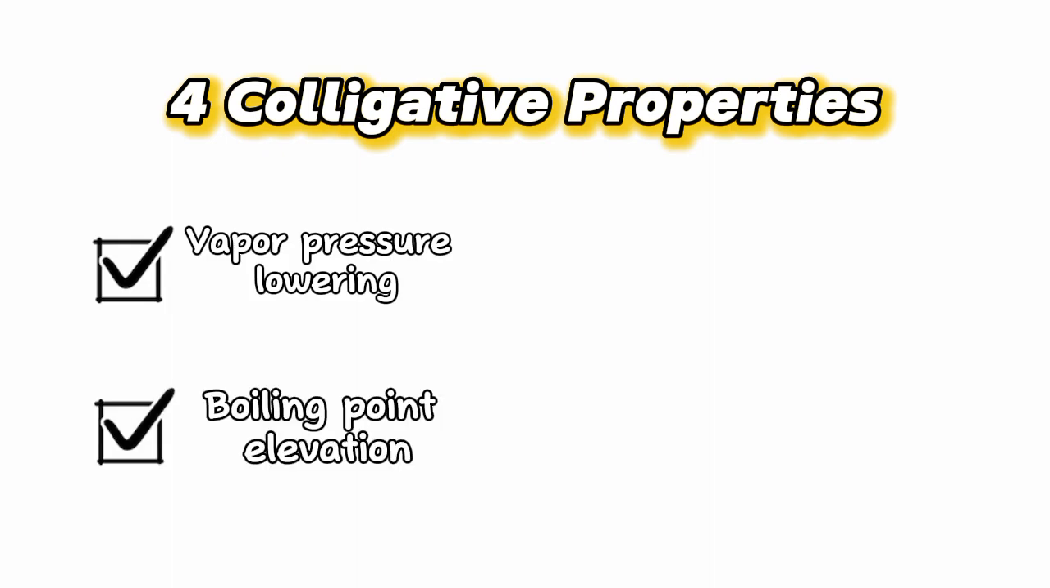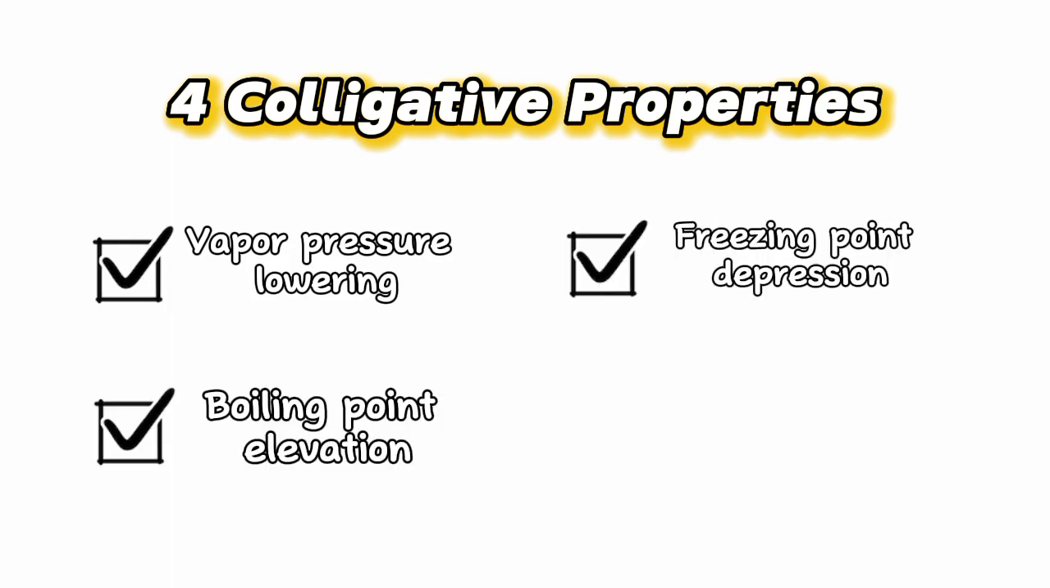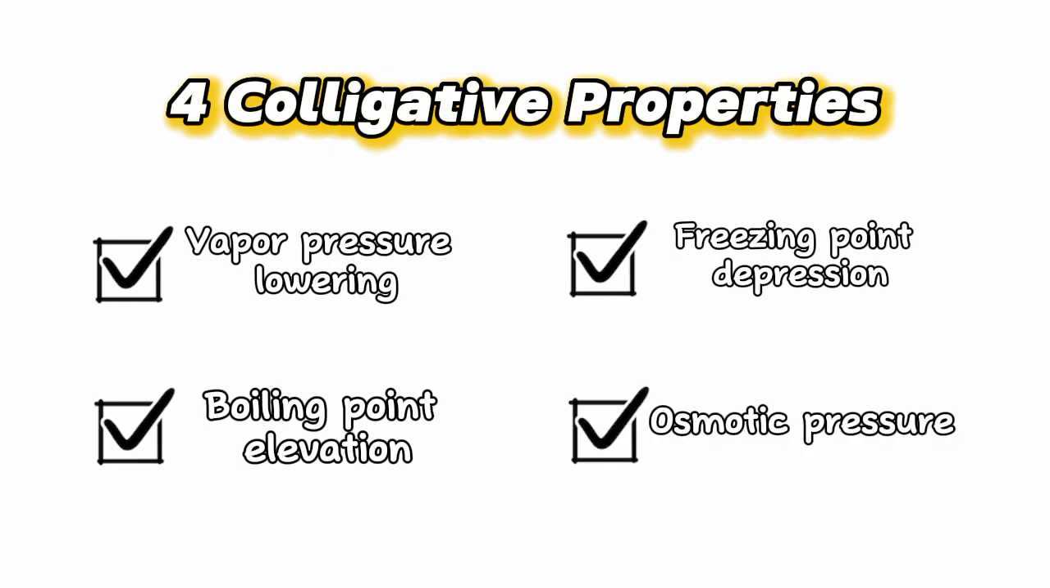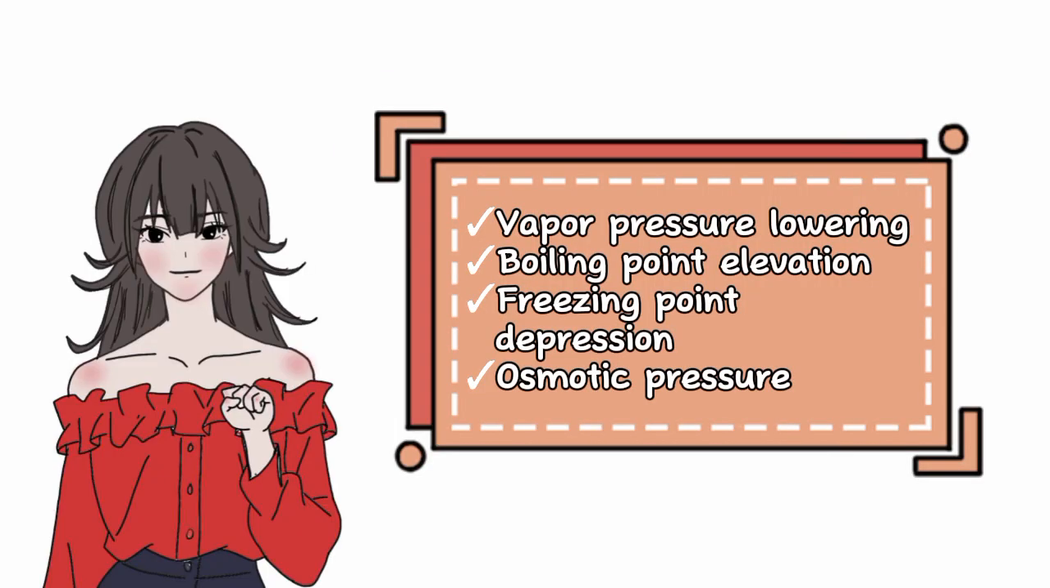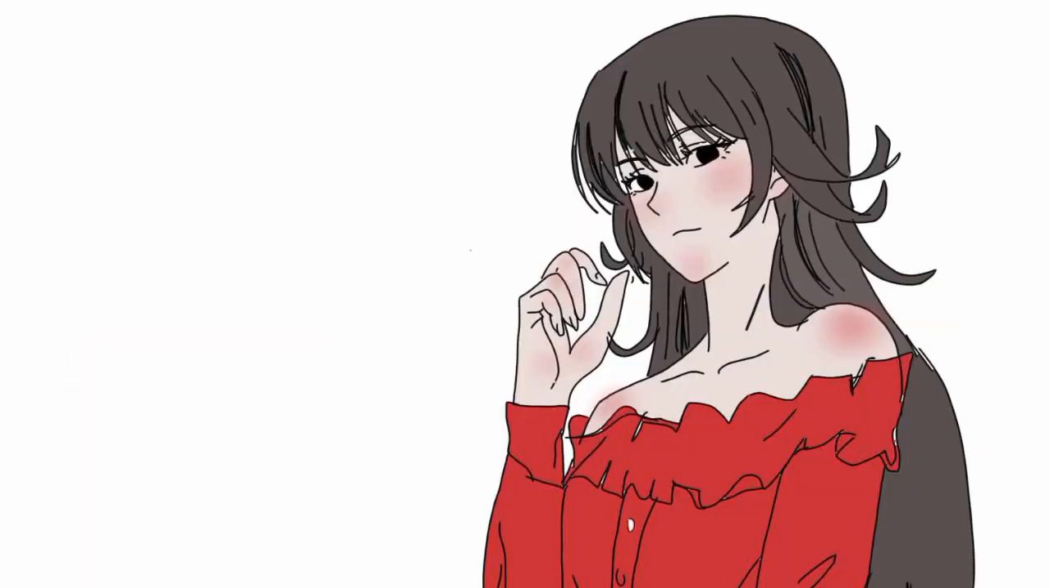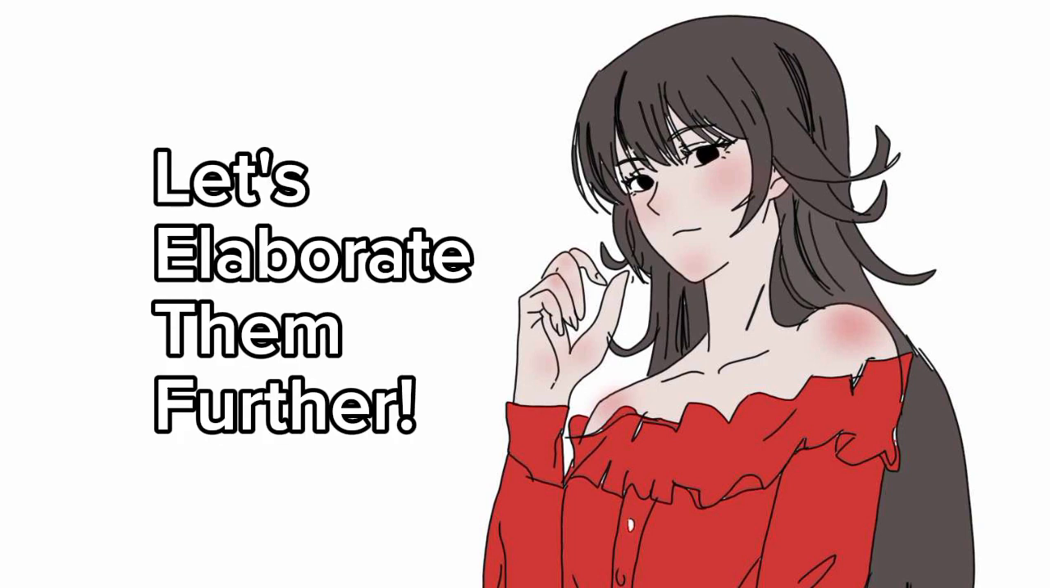There are actually four known classifications of colligative properties. These are vapor pressure lowering, boiling point elevation, freezing point depression, and last but not the least, the osmotic pressure. These four classifications of colligative properties have significant factors that are important to many natural phenomena and technological applications. To have a deeper knowledge and idea about colligative properties, let's elaborate them further.